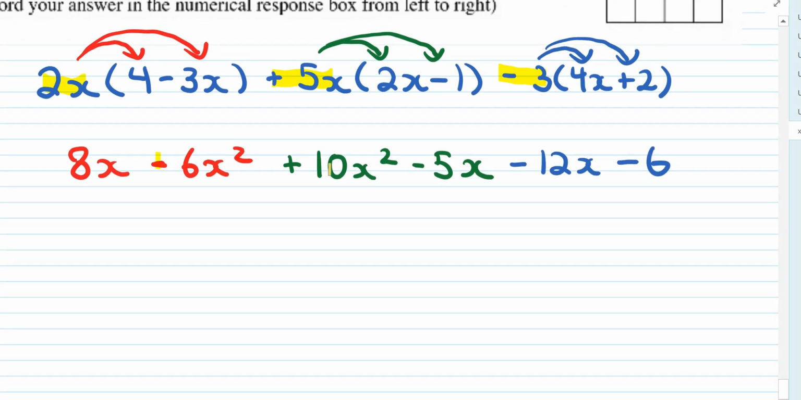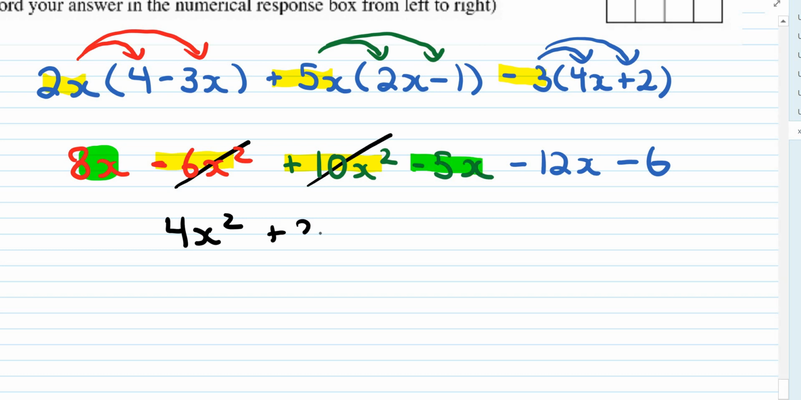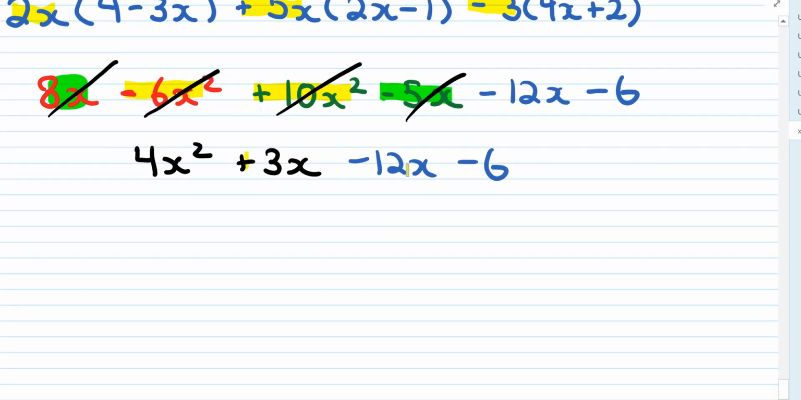Okay, let's go ahead and collect like terms here. Negative 6 plus 10 is going to be positive 4x squared. Then I have an 8x and a negative 5x. So 8 minus 5 is going to be positive 3x. And then we have a negative 12x minus 6. So let's combine the 3x and the negative 12x. 3 minus 12 is going to be negative 9x, and then minus 6.